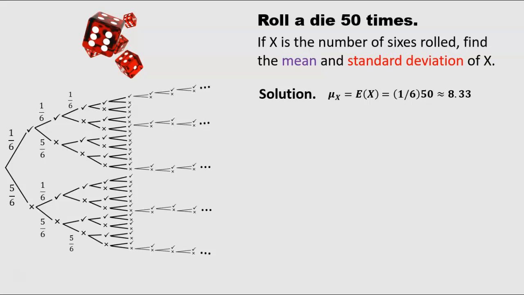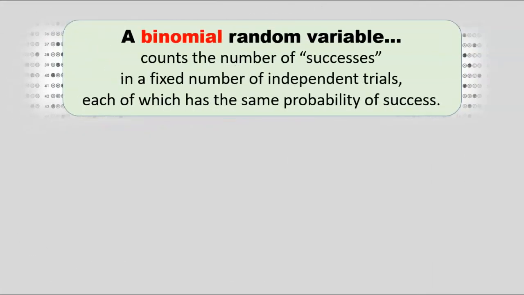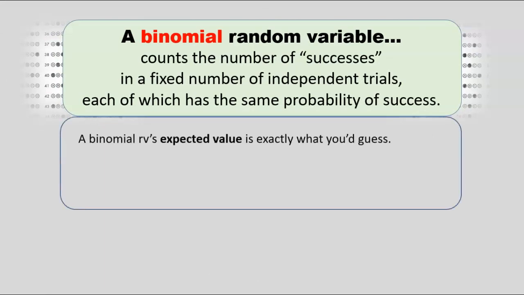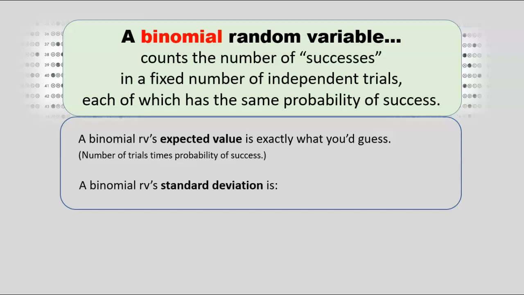One reason we like binomial random variables is that their expected values are easy to find. Another reason we like them is that their standard deviations are easy to find too. Let's put this problem on hold for a moment. You already know what a binomial random variable is, and you already know that its expected value is exactly what you'd guess, namely the number of trials times the probability of success. But here's something new. A binomial random variable's standard deviation is, unfortunately, not something you'd guess, but there is a very simple formula for it.